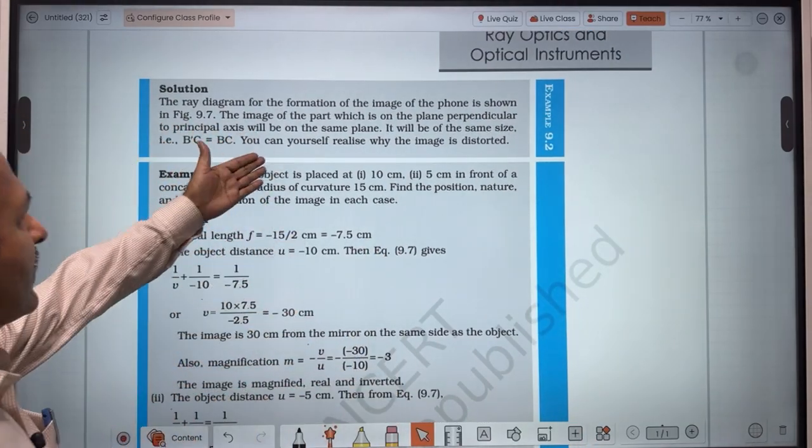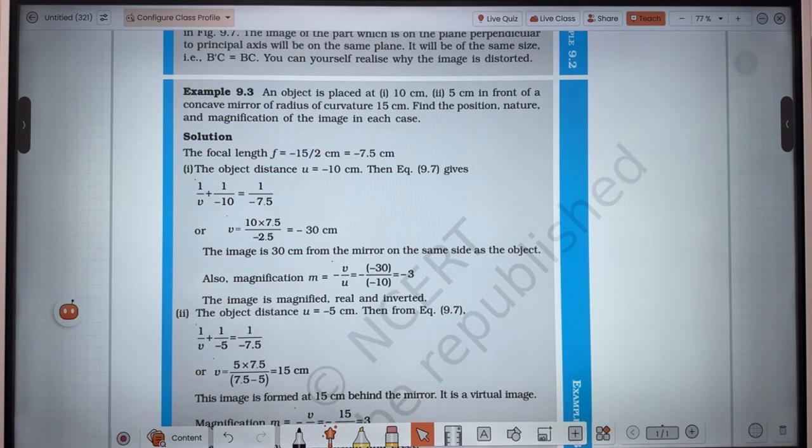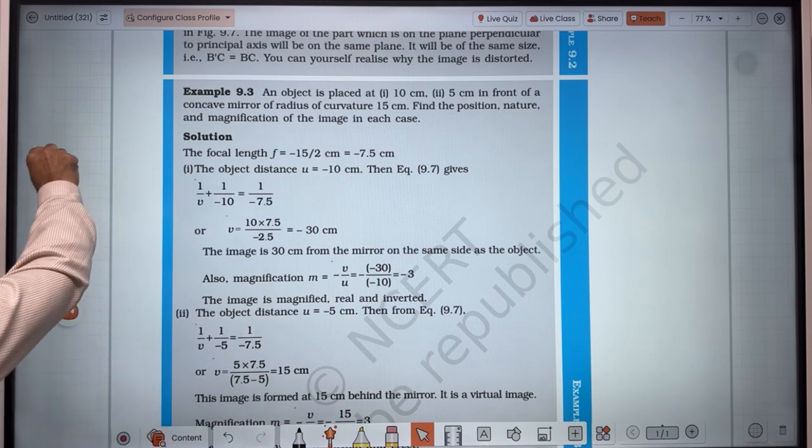So, this is given, you have understood. Now, next question is, an object is placed at 10 centimeter, 5 centimeter in front of concave mirror of radius of curvature 15 centimeter. Find the position, nature and magnification of the image in each case.